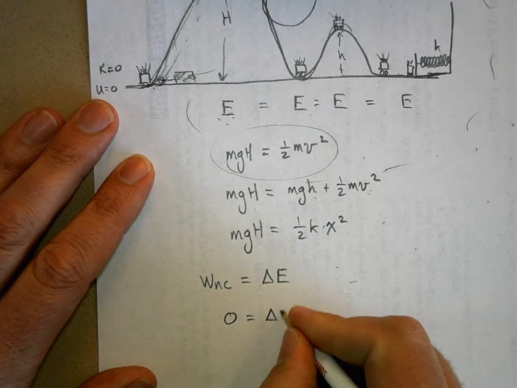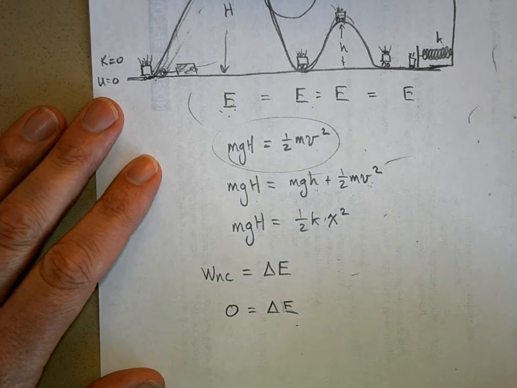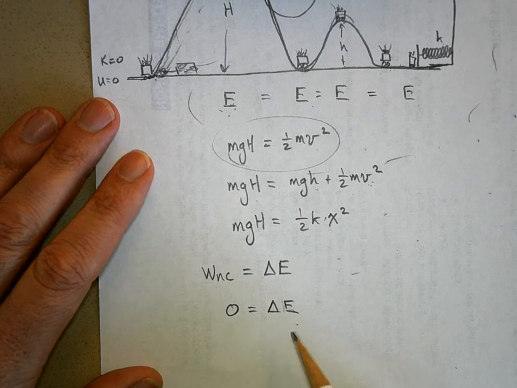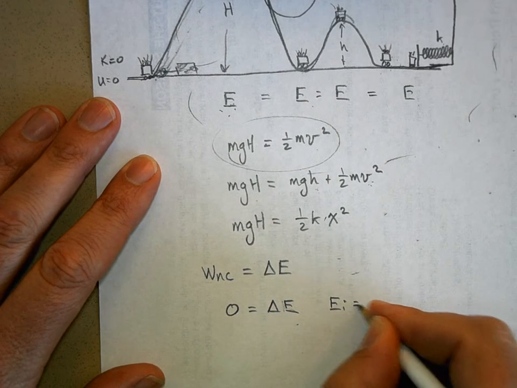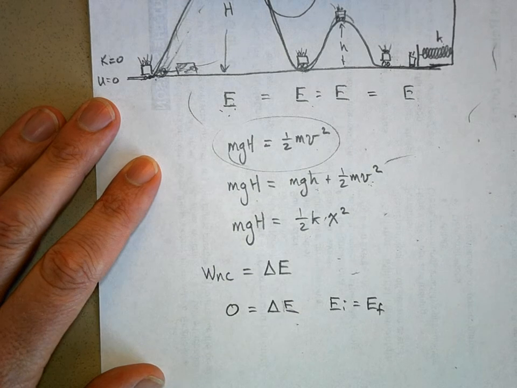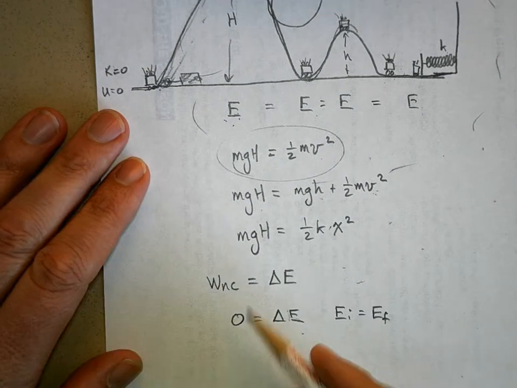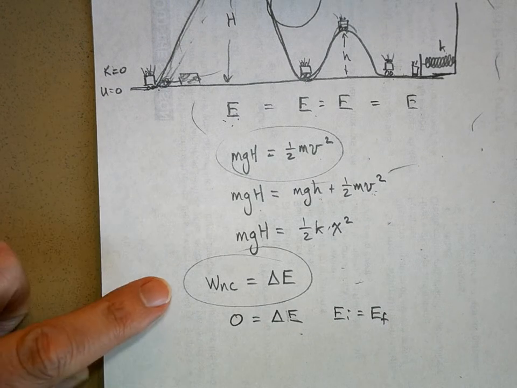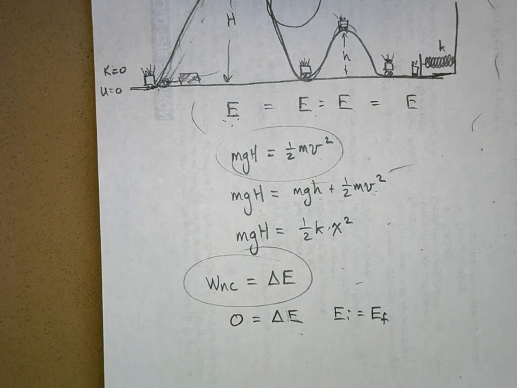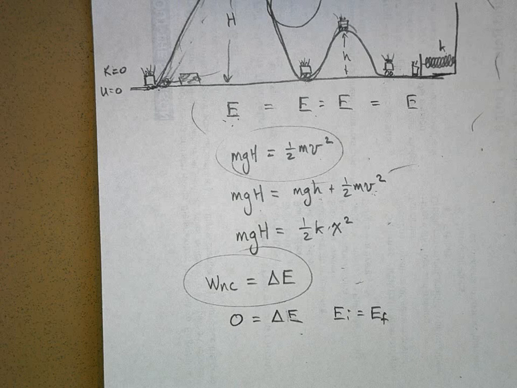Okay? Well, if delta E is equal to 0, that means that E initial equals E final. So that's why this contains everything. If you can grok this equation and apply it, it'll solve all your problems. Okay? Anyway, that's enough for today.